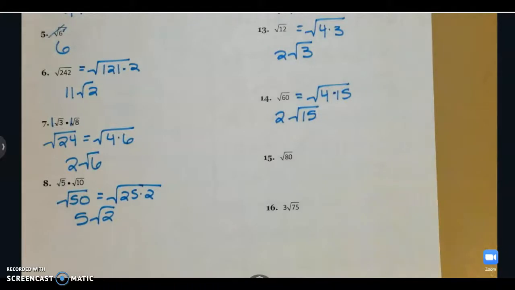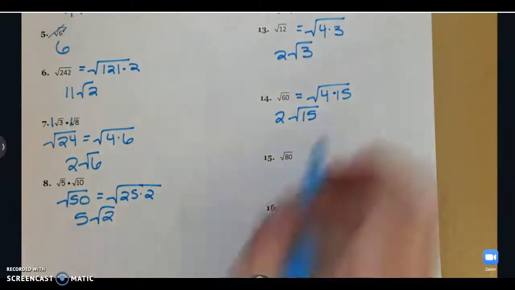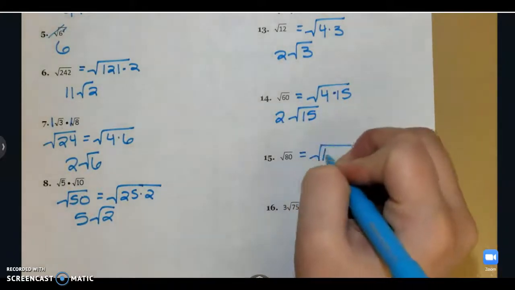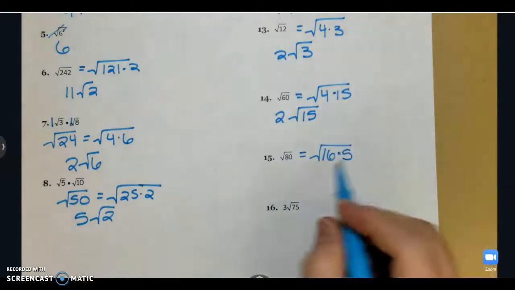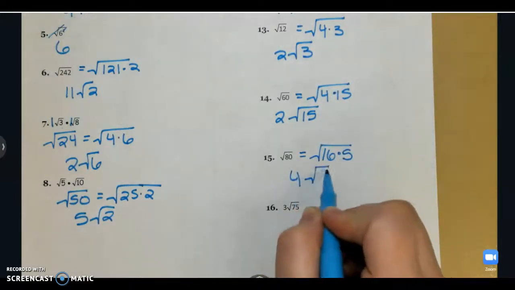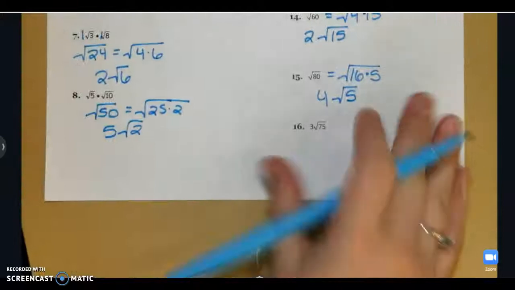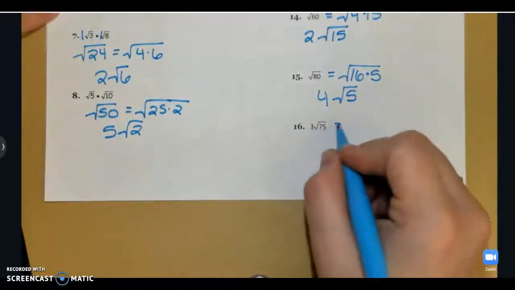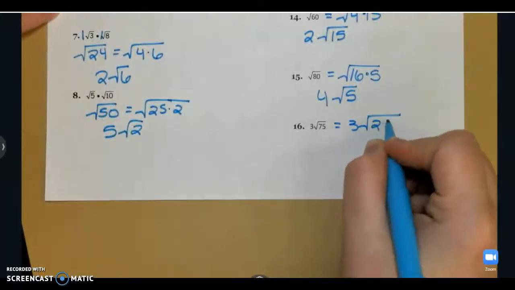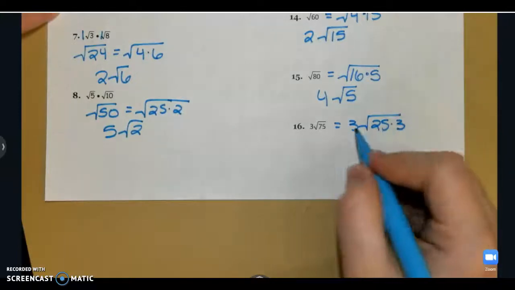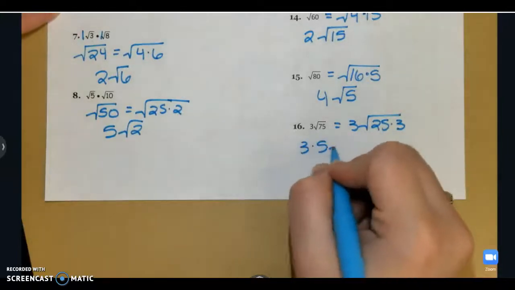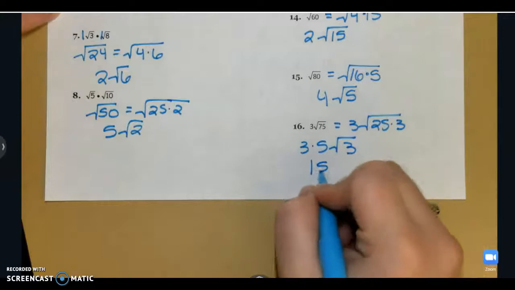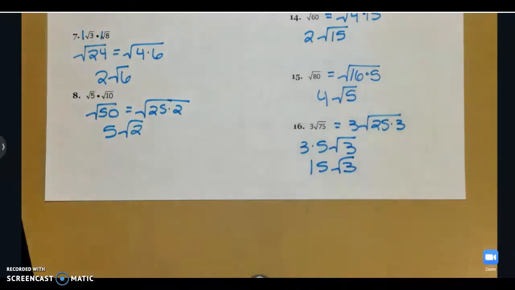Now 80. One of 80's factors is 16, so 16 times 5 gives us 4 square root of 5. And then lastly, 3 square root of 75. This can be simplified. 25 times 3, bring out the 5. It's going to get multiplied by our 3 and give us 15 square root of 3. So hopefully by now you are more comfortable with this and can do more problems on your own.